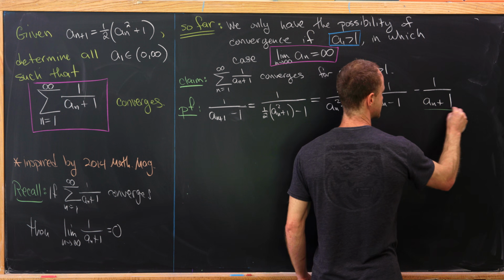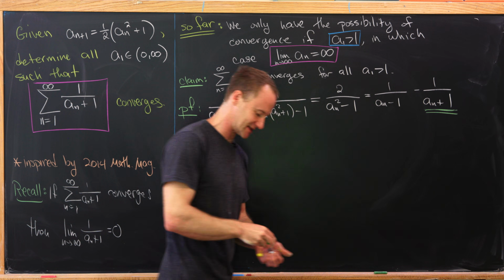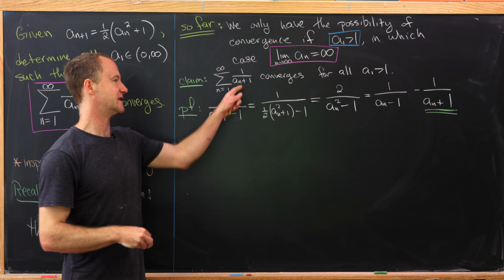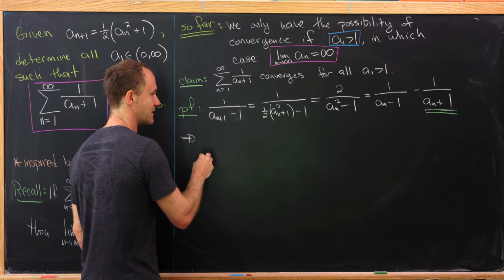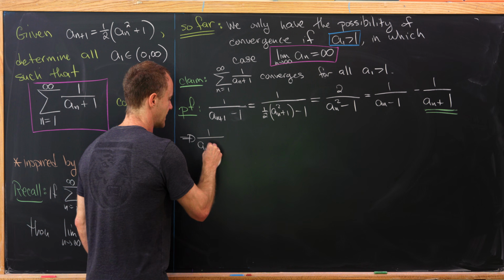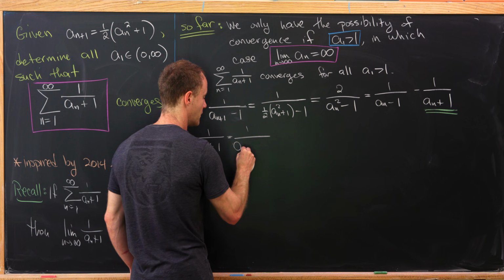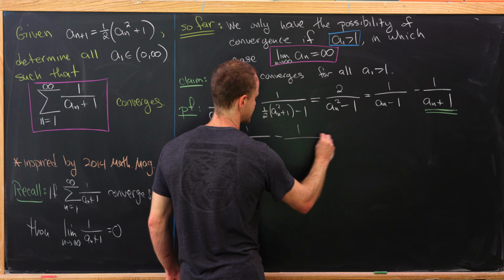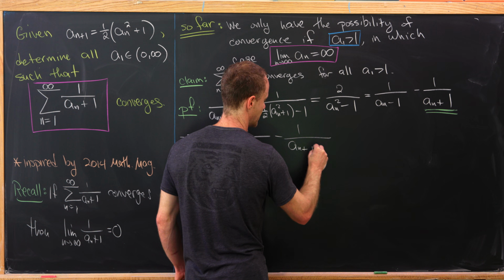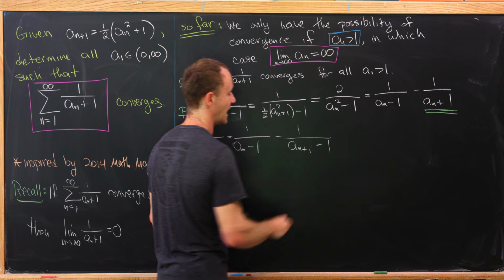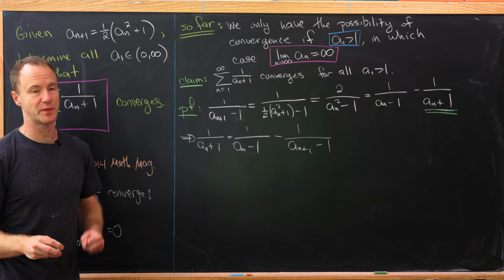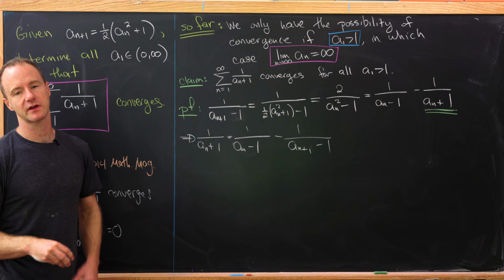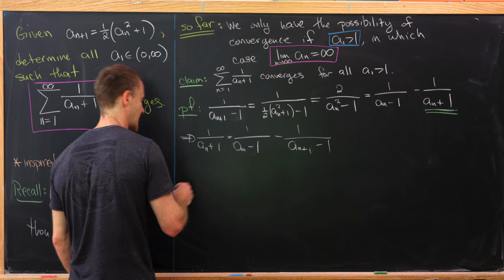Oh, but look, this 1 over a_n plus 1 is exactly the term inside of our sum. So let's solve for that. So that means that 1 over a_n plus 1 is equal to 1 over a_n minus 1 minus 1 over a_{n+1} minus 1. And that really motivates us to think that some sort of telescoping action will happen in our final calculation. And it will, and let's see that.